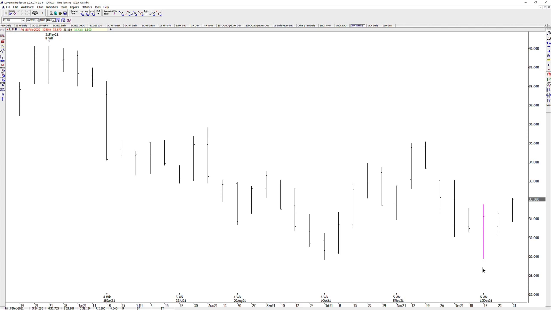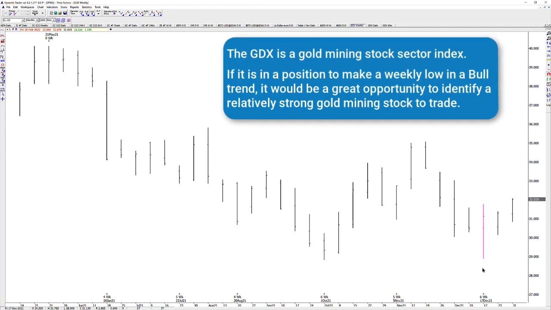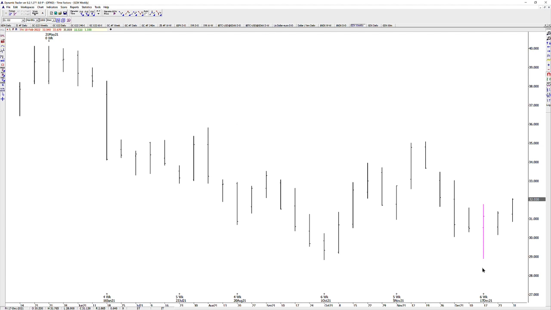Of course, the GDX is, I think, small miners or gold miners stocks, gold mining stocks. And a lot of people trade those, and we first want to see is the sector having support, and is the sector in a position to make a low. Then we might go in and look at our individual stocks. I think we looked at Newmont Mining, for instance, in another lesson.